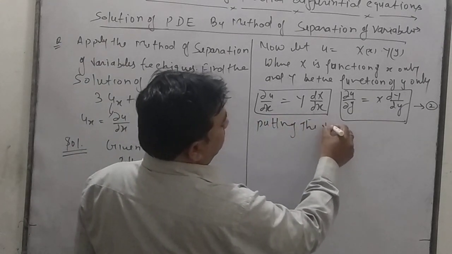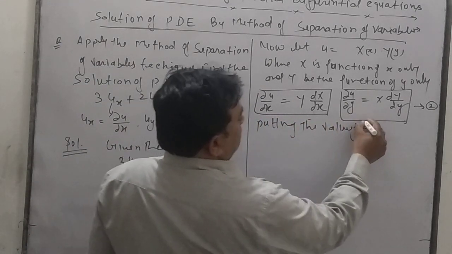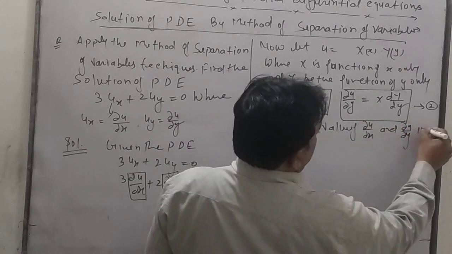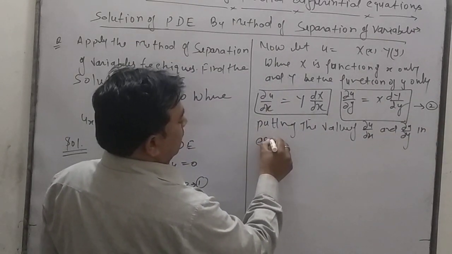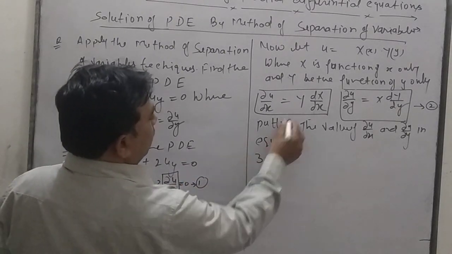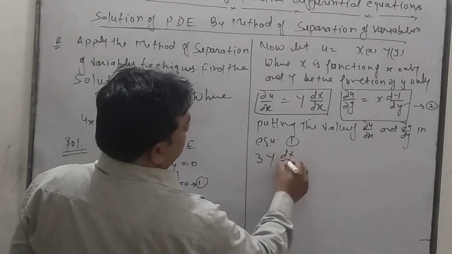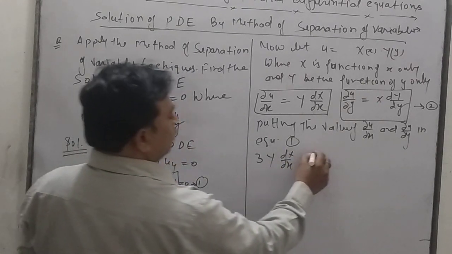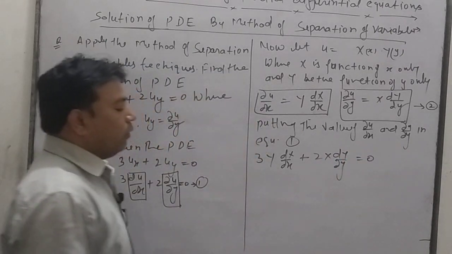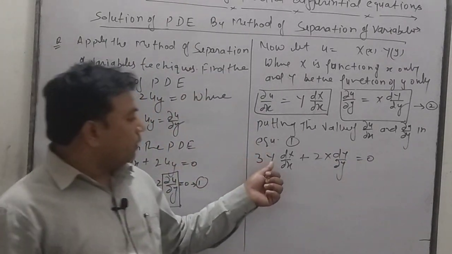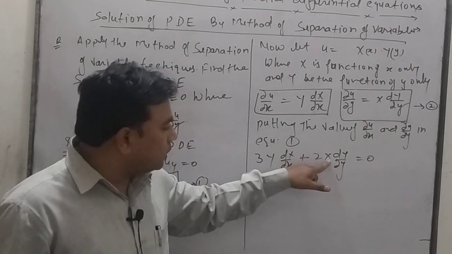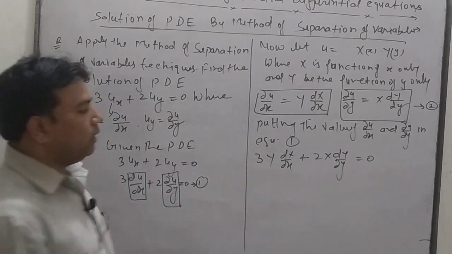Putting the value of del u over del x and del u over del y in equation number first. The value of del u over del x, 3 of y dx over dx plus 2 of x dy over dy equal to 0. Now we use the variable separation method. Y is the function taking with the dy over dx and x is function taking dx over dy.